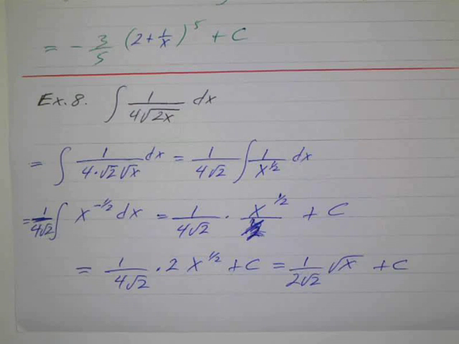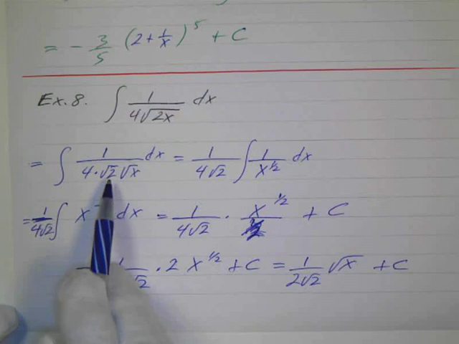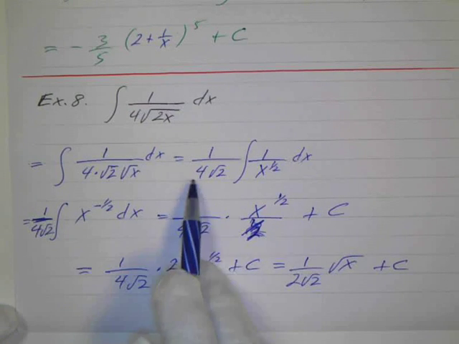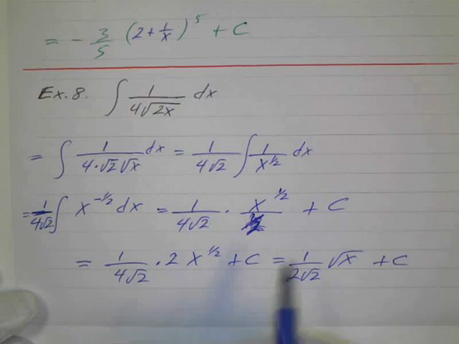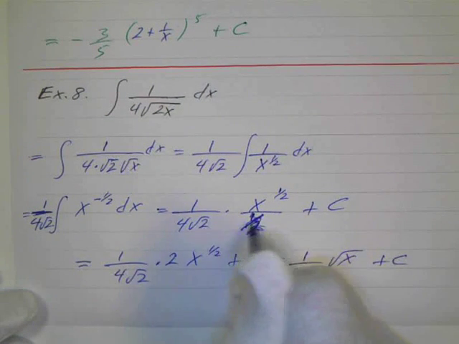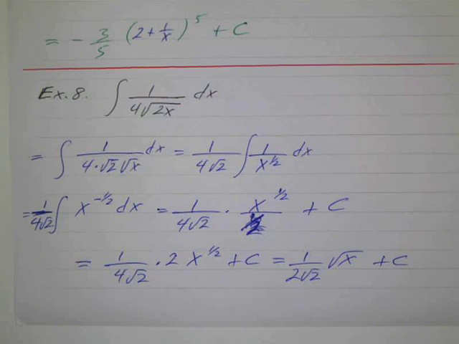Okay. So the main idea or the trick on this one would be to try to get the constant out. And once you have that constant out, you've got something that's very doable here. And that's x to the 1/2 divided by 1/2. Okay? Or 2 times x to the 1/2 power, which is the same thing as the square root of x.